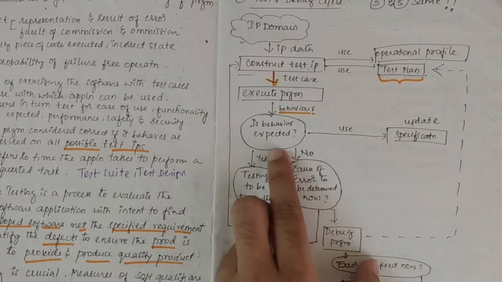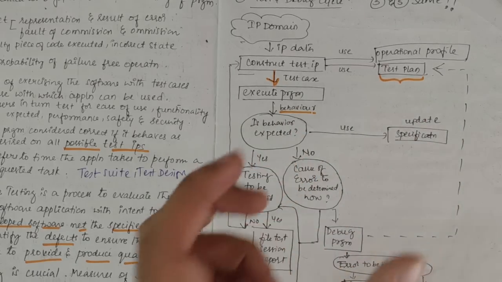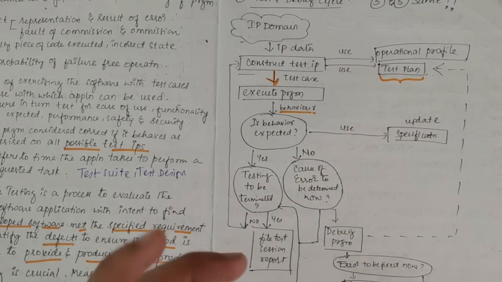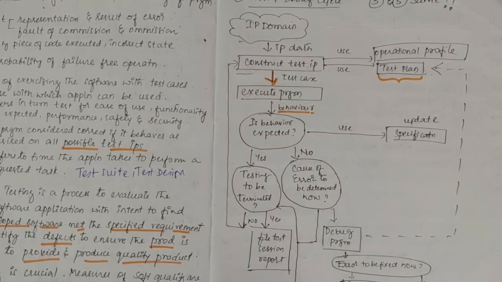So the behavior is expected or not, we'll be updating the specification also here, because each time when we get a particular output, a particular behavior, that has to be recorded and further used for this comparison purpose.